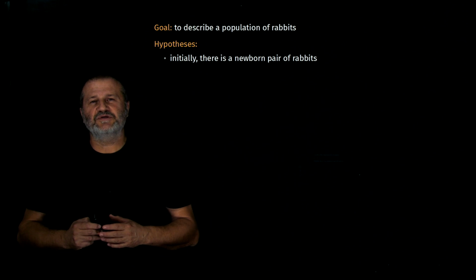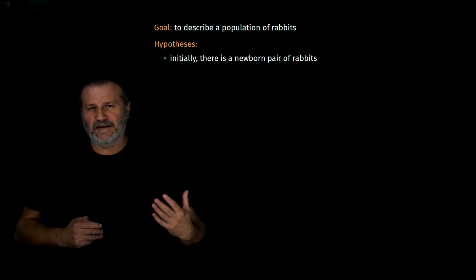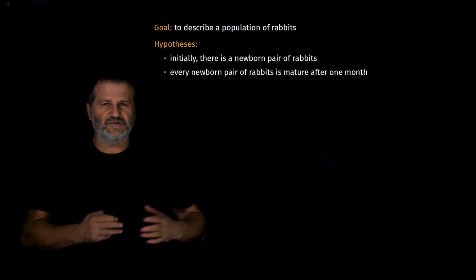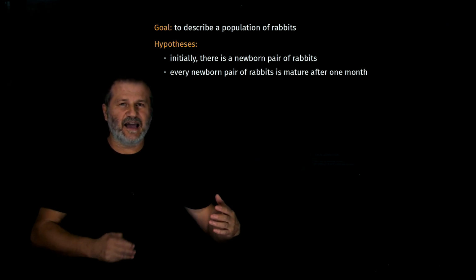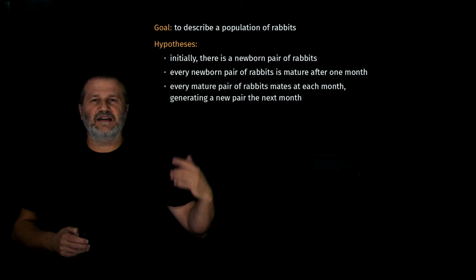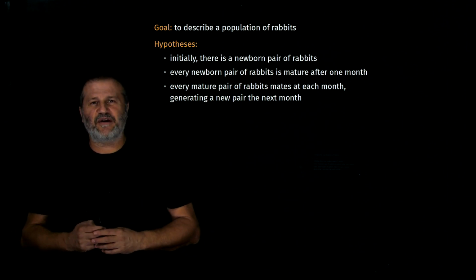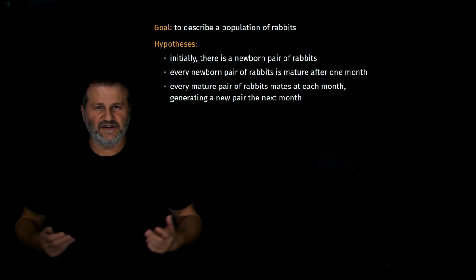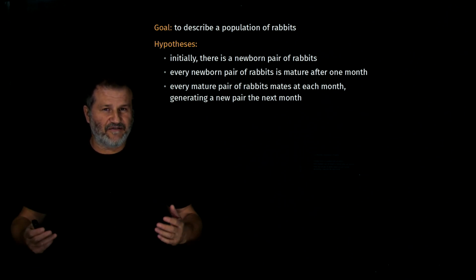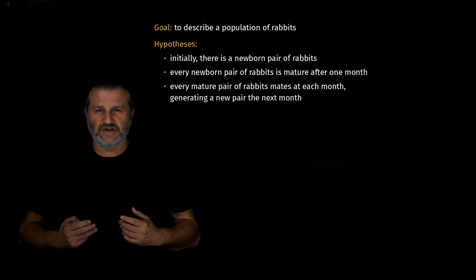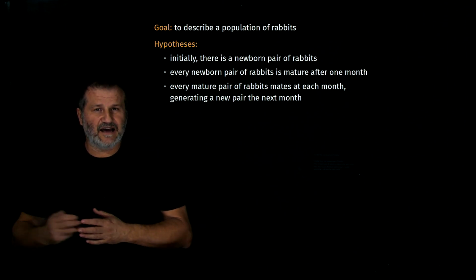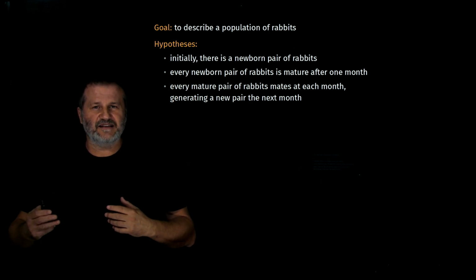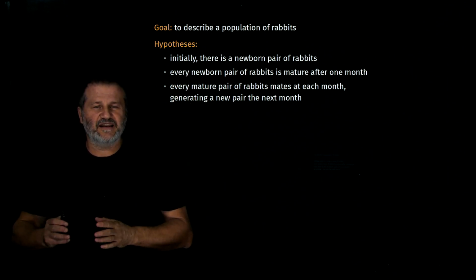Then, second assumption is that each baby pair of rabbits grows and after 1 month is mature to reproduce. So they mate, and the month after they generate a new baby pair of rabbits. We assume that these three rules, these three laws, are valid forever. So for instance, we do not consider that rabbits could die. And also we assume that this reproduction mechanism works in the same way perfectly forever.